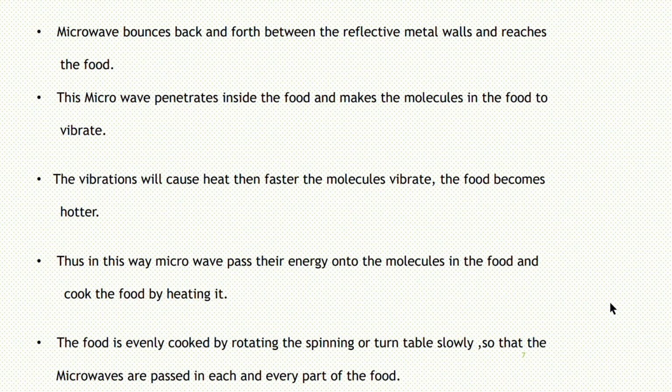Microwaves bounce back and forth between the reflective metal walls and reach the food. The microwaves penetrate inside the food and make the molecules in the food vibrate. The vibration causes heat; the faster the molecules vibrate, the hotter the food becomes. Thus, in this way, microwaves pass their energy onto the molecules in the food and cook the food by heating it. The food is evenly cooked by the slowly spinning turntable, so that the microwaves reach each and every part of the food.